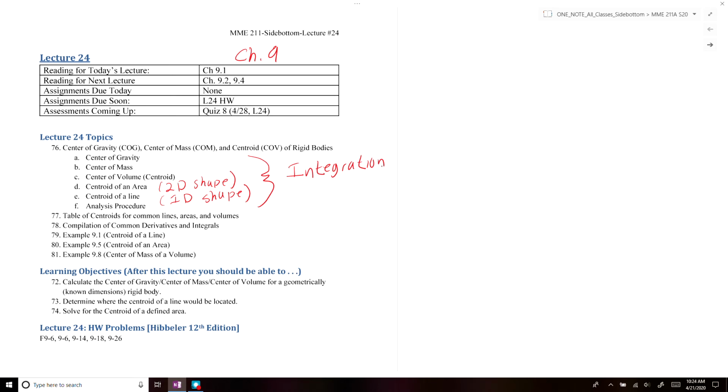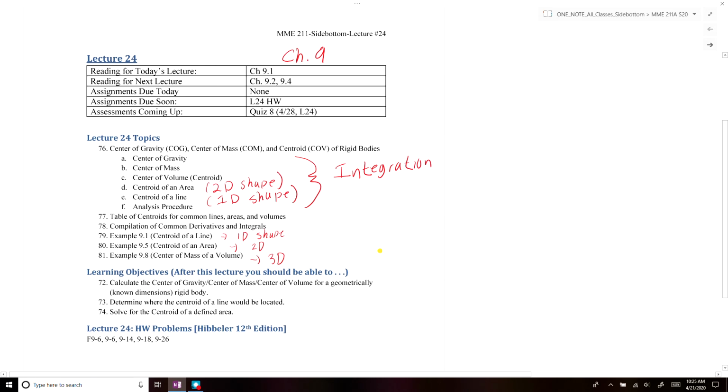We're going to do an example of a line, which is a 1D shape. We'll do an example of a centroid, which is a 2D shape. And we'll do one that is going to be a center of mass, which is a 3D shape.